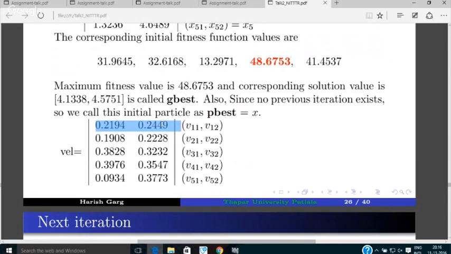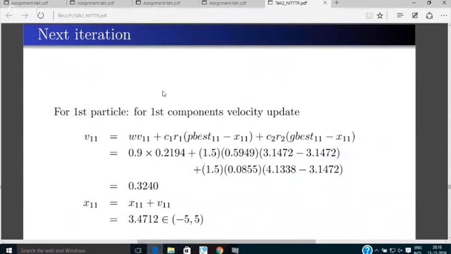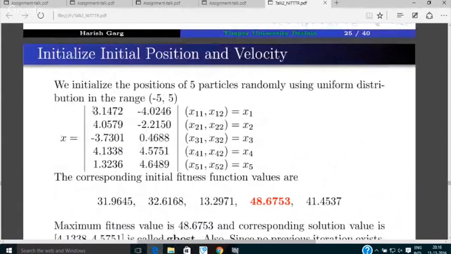Now after this, the equation 1.5 works: that is velocity plus C1 R1 (PKI minus XKI). Now see my first next equation. Since there are 5 populations, we move one by one. Firstly, for my first particle, I have to update this value. I have to check whether 3.1472 and minus 4.